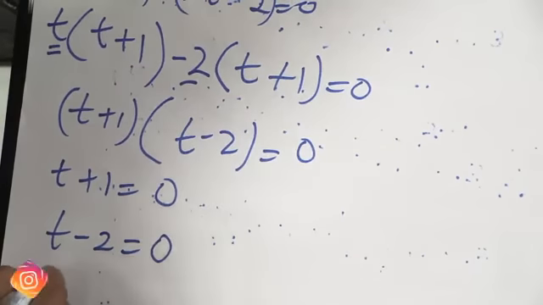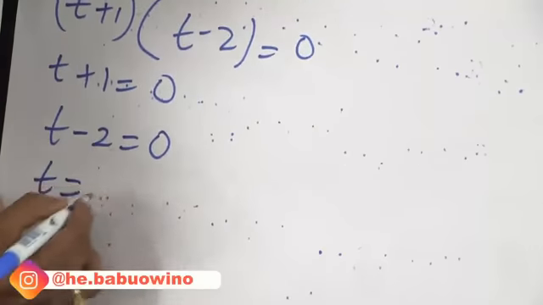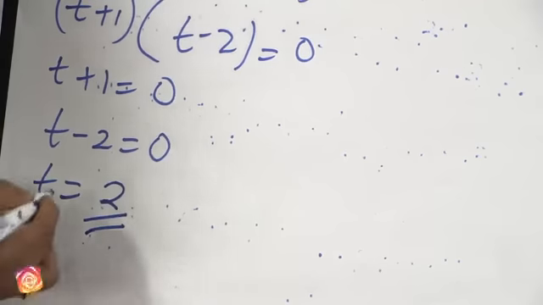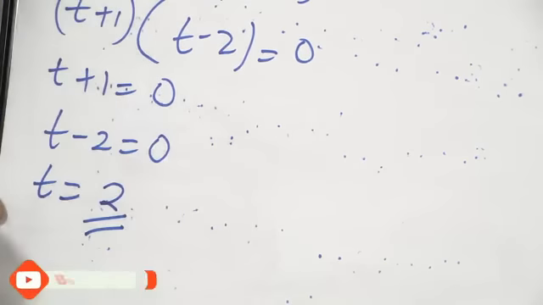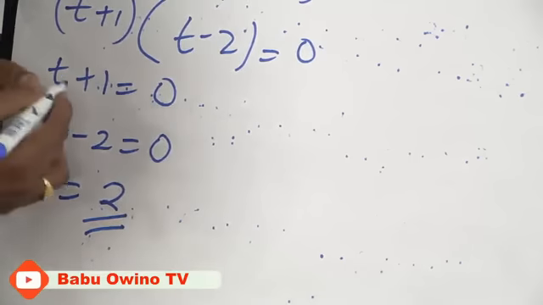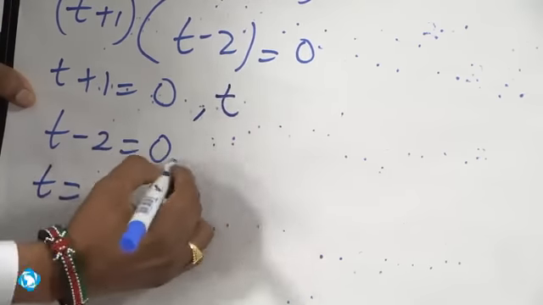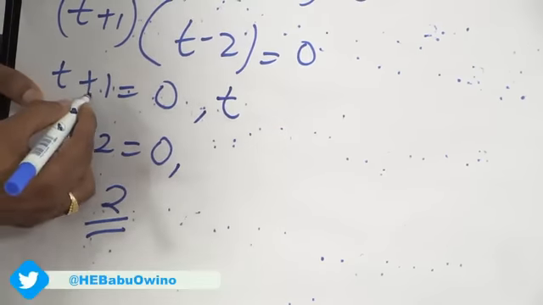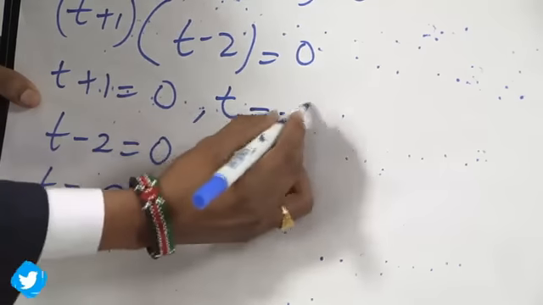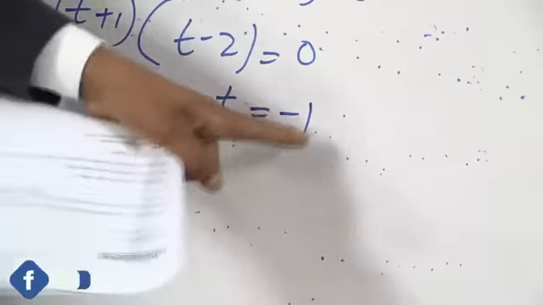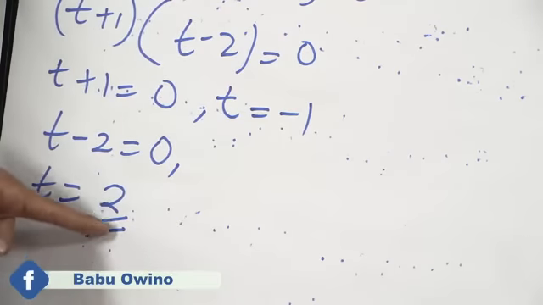Therefore, t here equals 2. When negative 2 crosses to the other side, it becomes positive 2. And here, when positive 1 crosses to the other side, it becomes negative 1. So we have t equal to negative 1 and t equal to 2.